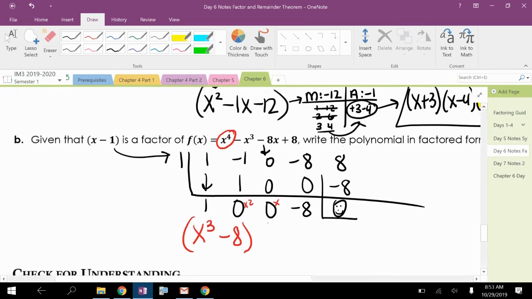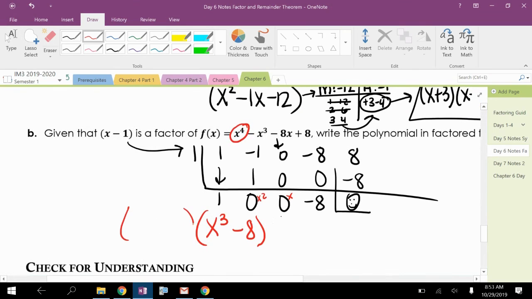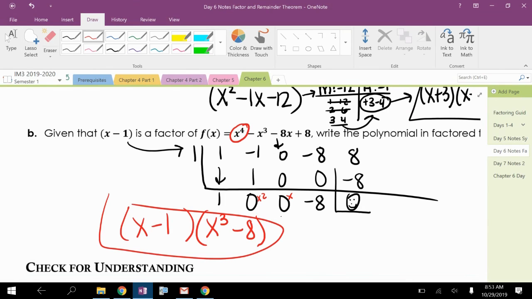What is my other factor? And we're going to be done. What else should I have right here? X minus 1. Very good. We're done. We could keep going further, but I don't want to do that to you guys today. We could take this and go further from what we learned last week.